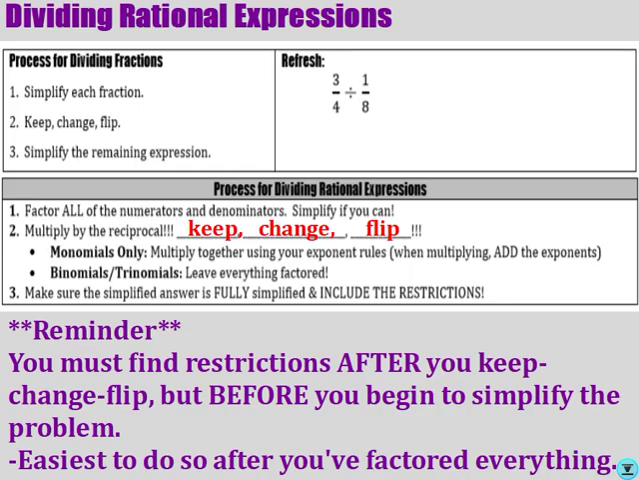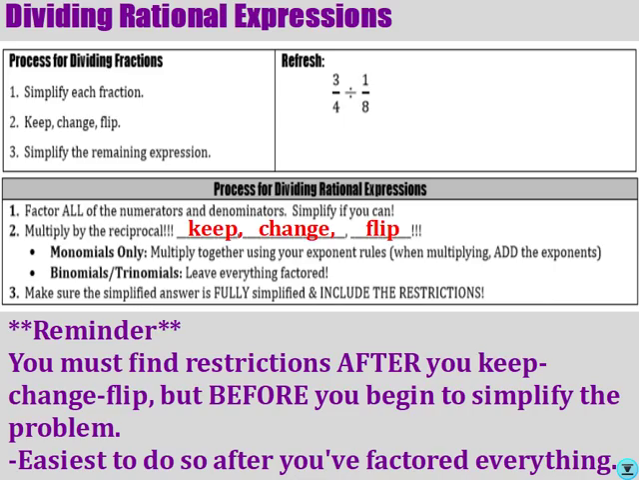Simplify each fraction if you can. So, in our refresh example, 3 over 4 cannot reduce, 1 over 8 cannot reduce. So, those are fine. Second, keep change flip. Multiply by the reciprocal. We have to do this because when we divide, it's the same as multiplying by the reciprocal. And then we simplify our remaining expression just like we've been doing when we multiply.